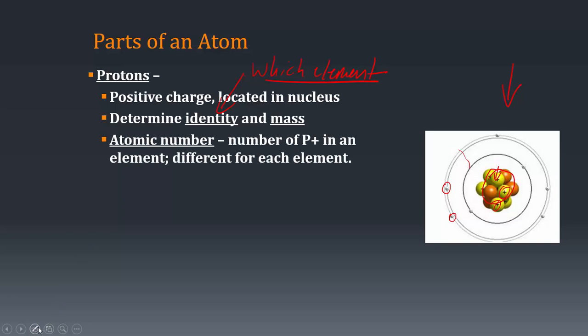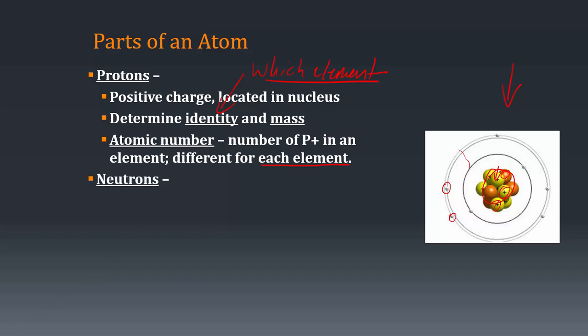This number of protons is important. It has its own name. We call it atomic number. So the number of protons in an element is the atomic number, and it's different for each element. That's what makes each element individual. It's the number of protons. It's what makes atoms of different elements different, the number of protons.